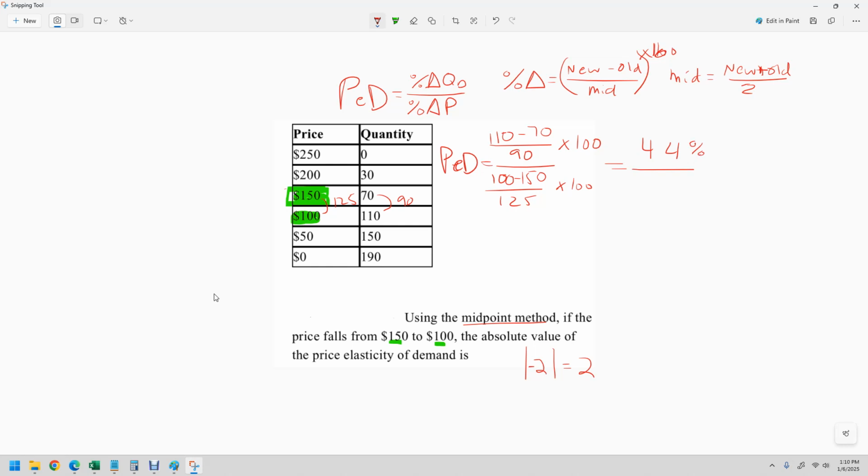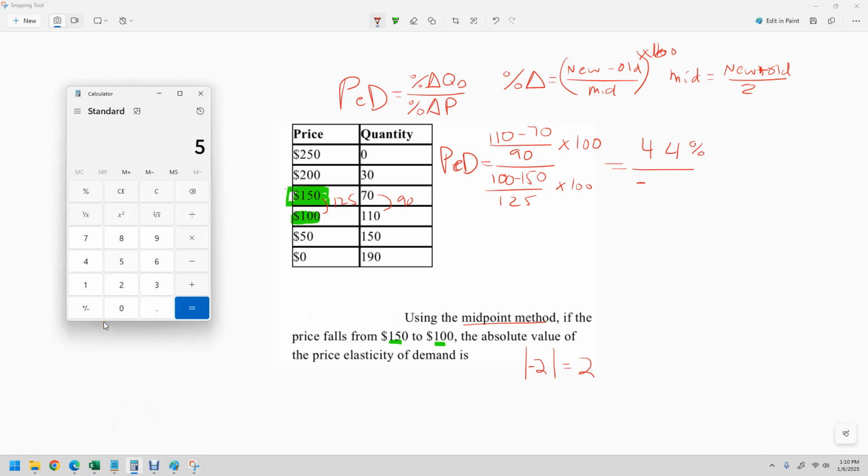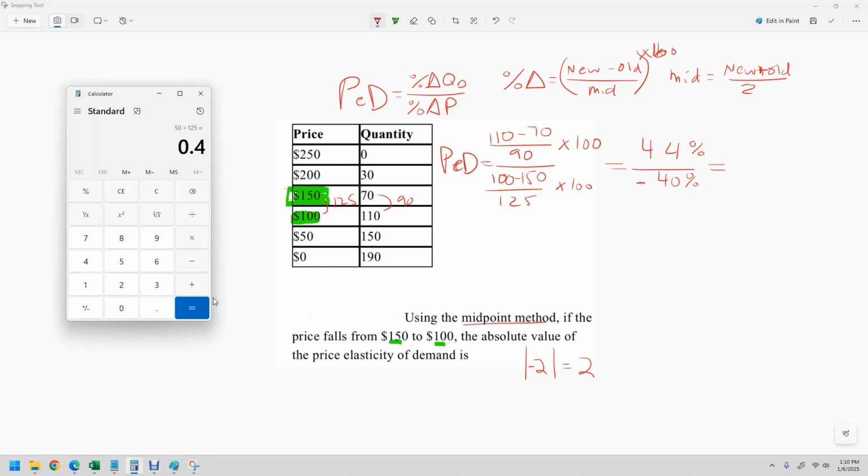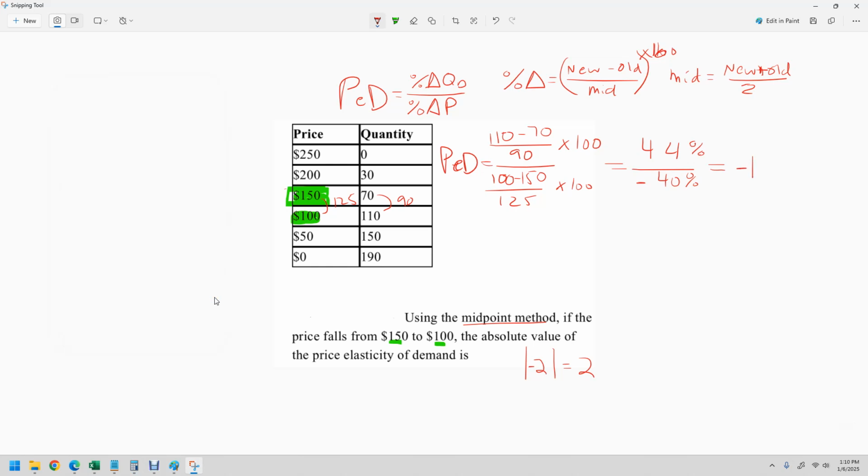And then this one is going to be -50 over 125, which I just want to make sure that I get right, 125. And so I get 40% there. And I guess slightly bigger number. So it'd be 44 divided by 40, slightly bigger than 1 is what I mean. And technically this would be 1.1, but in absolute terms, we could just report that as 1.1, which is more than 1, so it's slightly elastic. And that's how to use the midpoint method to calculate elasticity of demand.